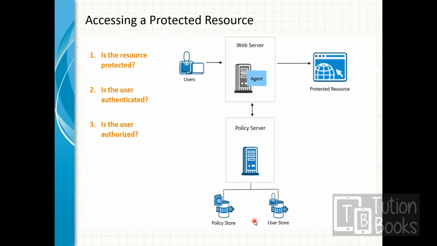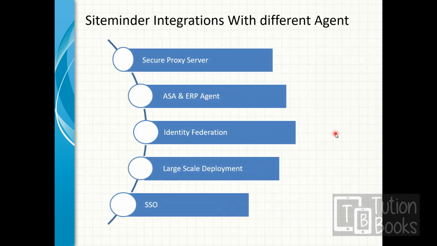Then it goes and checks for user authorization. Is the user authorized or not? Once the user is authorized to access a particular resource, it just allows the user to access my resource. So this is the flow of the user from my web browser to my protected resource. So let's go to the next slide.